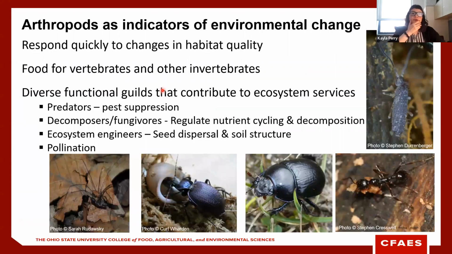One way that I've used to assess forest health is measures of biodiversity, and particularly I focused on arthropods as indicators of environmental change. And I've looked a lot at ground and soil dwelling arthropods in particular for a variety of reasons. Arthropods in general respond quickly to changes in habitat quality. So they're often considered pretty good indicators of environmental or structural change within habitats, including forests.